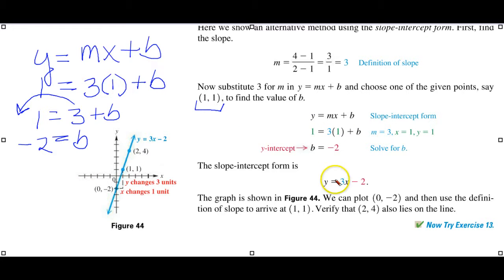So we then rewrite the equation y equals, we know our slope is 3, x, we have to put the x in there, and our new b is negative 2. And that's what they're showing here. Okay? And again, you'll be practicing this.